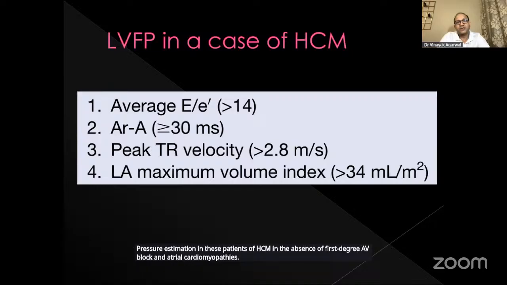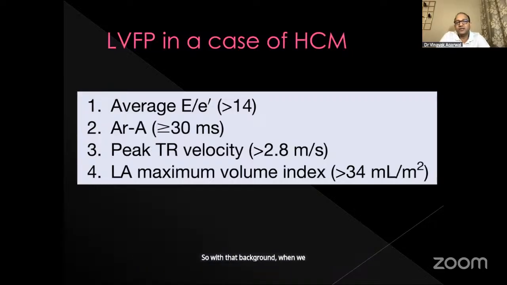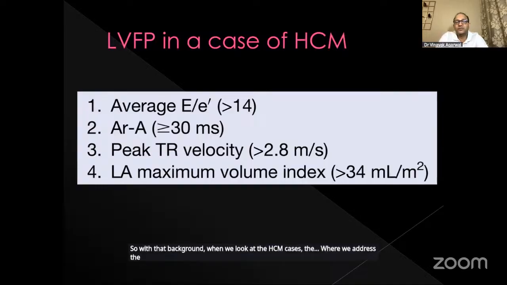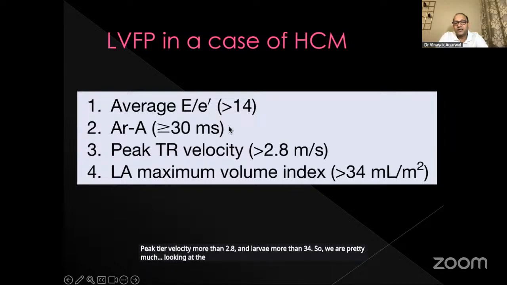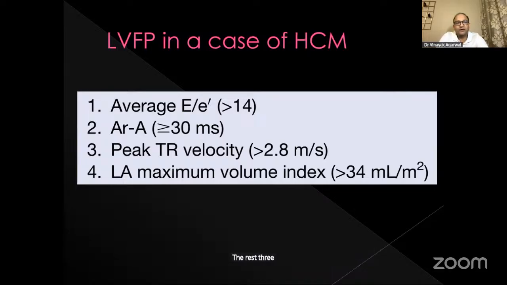So with that background, when we look at HCM cases, the way we address left ventricular filling pressure is based on four parameters: average E/E prime more than 14, AR minus A of 30 milliseconds or more, peak TR velocity more than 2.8, and LAVI more than 34. So we are looking at AR minus A as one of the most important parameters in cases of HCM. The rest three we calculate in everyone anyway.